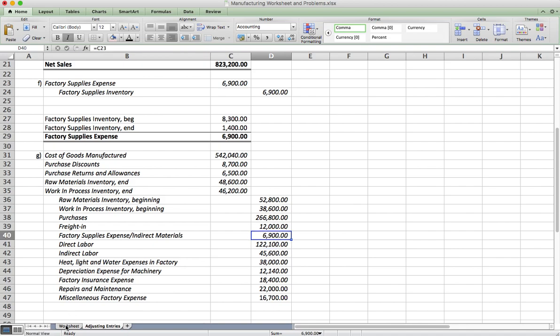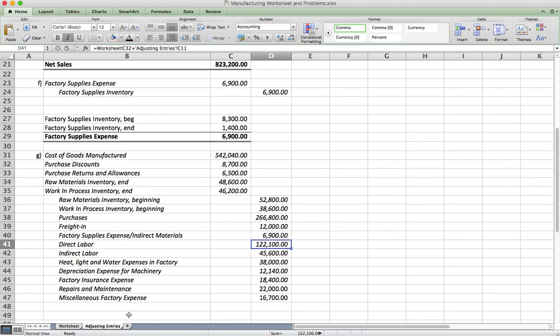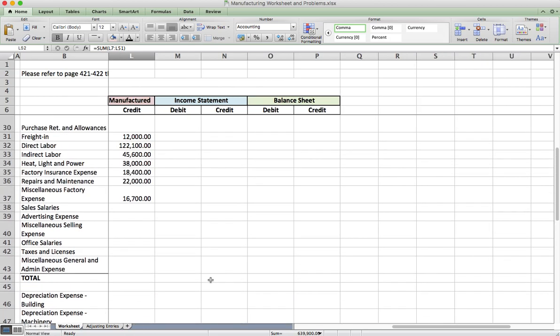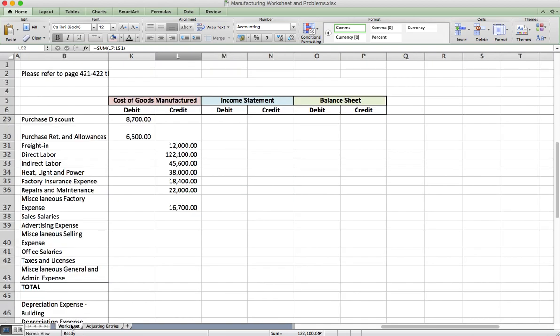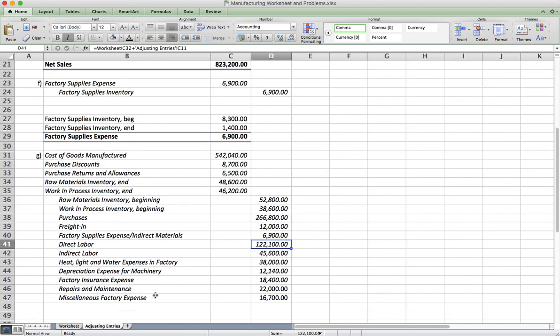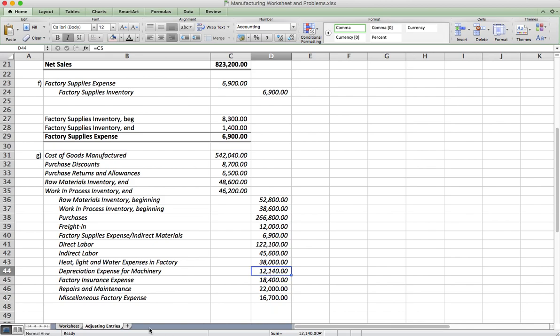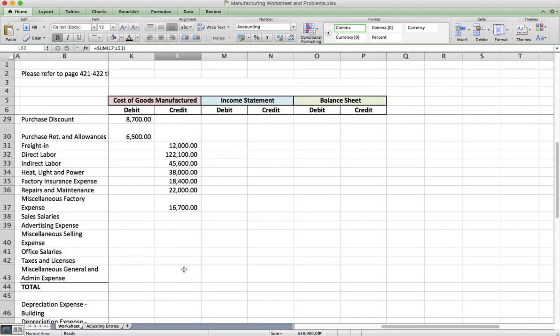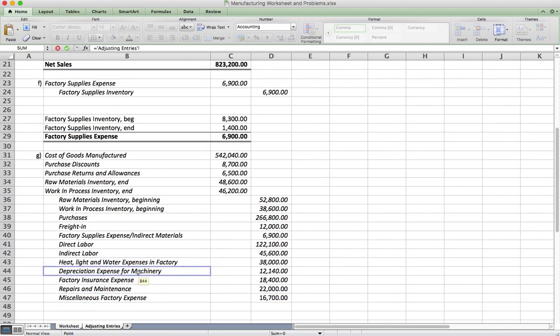Factory supplies expense, 6,900. Tama naman. Direct labor, 122,100. Tama naman. Indirect labor, 45,600. Tama naman. Heat and light, 38,000. Then factory insurance expense. Ayun, hindi natin nasama si depreciation expense, machinery. Nalimutan natin si depreciation expense, machinery.